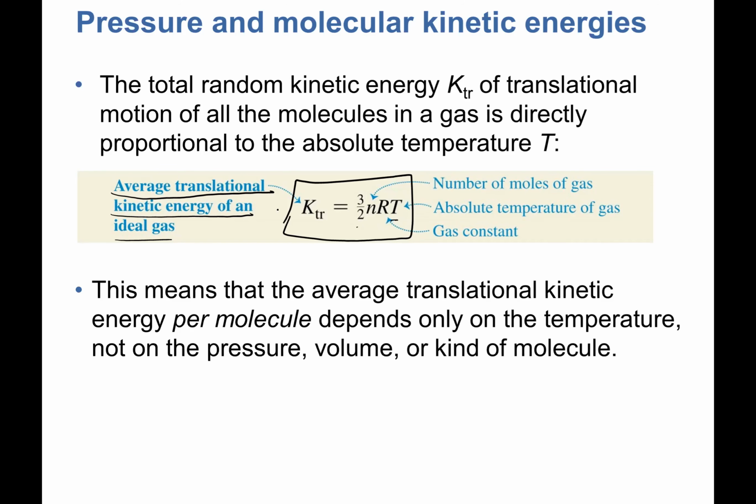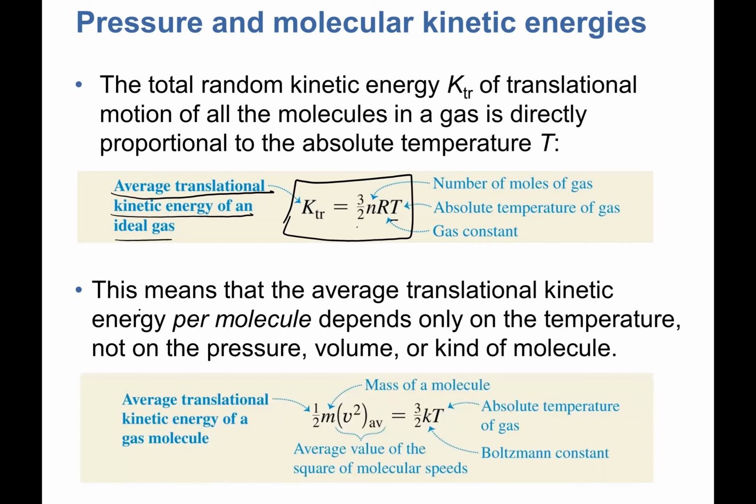Now, one thing we have here is that the average translational kinetic energy per molecule depends only on the temperature, not on the pressure, volume, or kind of molecule. That means I can have hydrogen, I can have helium, any type of substance. Its kinetic energy, or how fast it will be moving, is directly related only to temperature. Or you can say the temperature is directly related to the average translational kinetic energy.